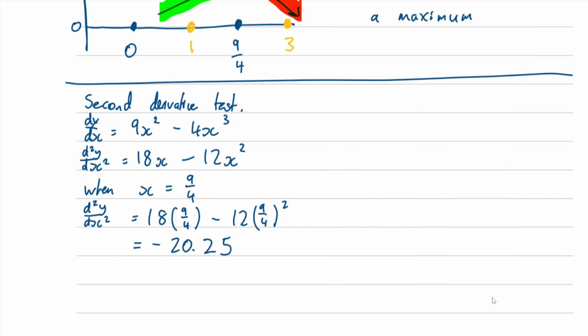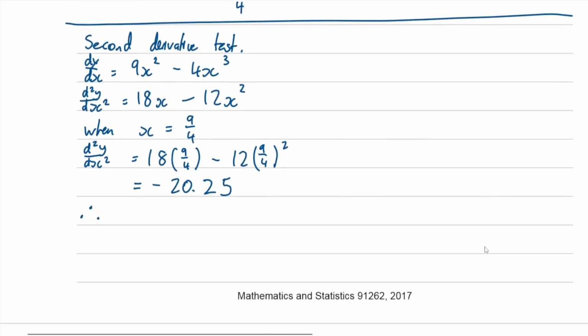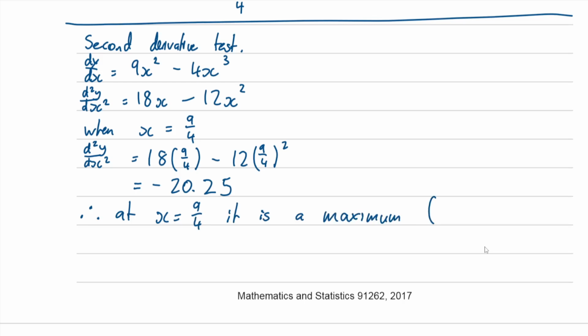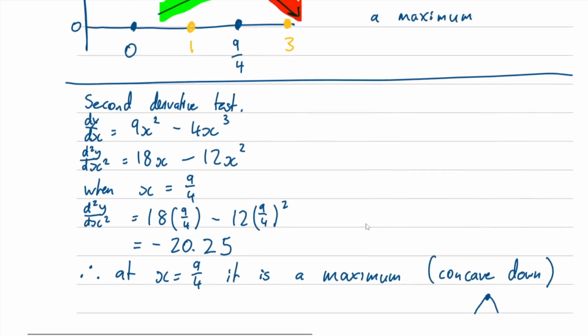Now what this tells us, since this number is negative, so therefore at x equals 9 over 4, it is a maximum. Because the negative tells us it is concave down. Right, it has this shape there, the negative parabolic shape. It's concave down, which means at that point it must be a maximum. Cool. Alright, so let's wrap up this question.